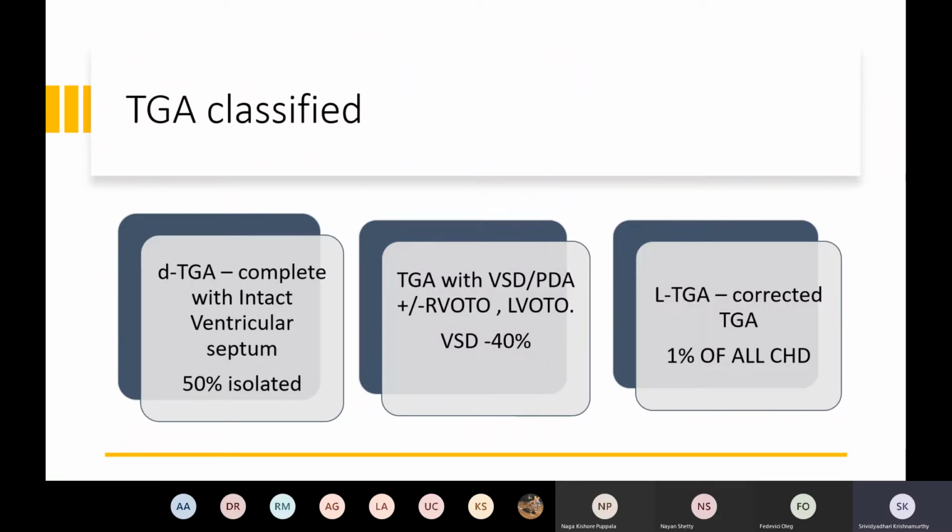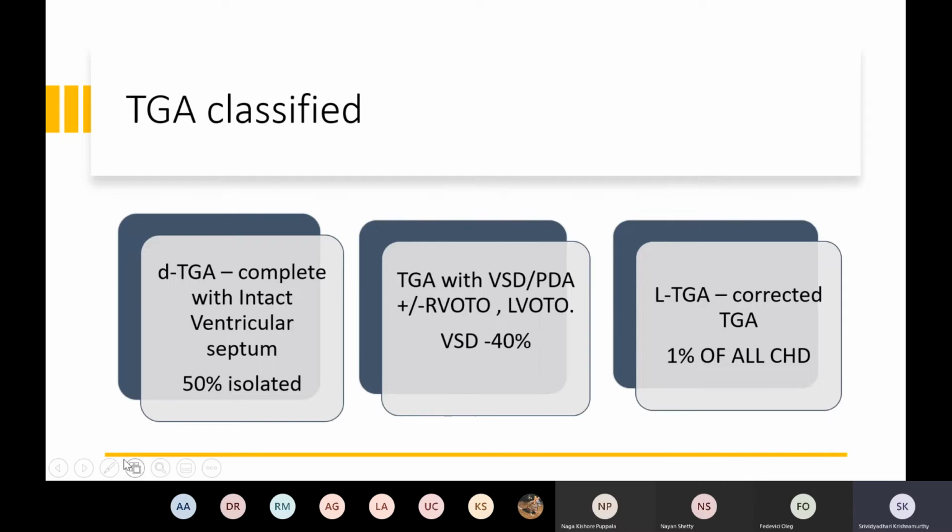With TGA, I mainly classify this into three, because it's easy to understand the anatomy. There is the complete TGA, where the interventricular septum is intact, and 50% of this condition is isolated.